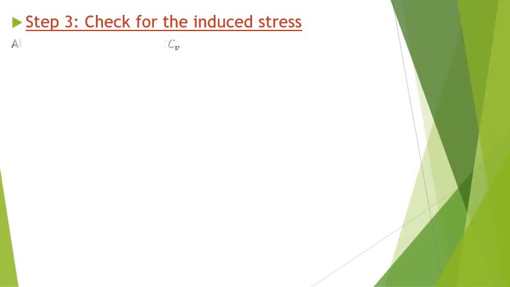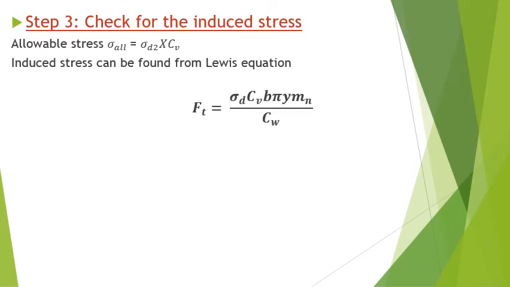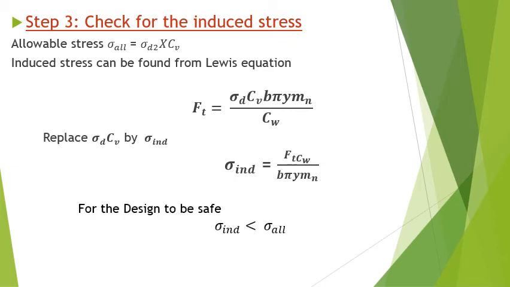Next we need to check for the stress. It is the same step as we have done in the case of spur gears. The allowable stress we need to find out. We need to multiply the static stress we have by the velocity factor. Induced stress can be found from the Lewis equation. We need to replace sigma d into Cv by sigma induced, so that we can find out the induced stress, and we can check whether the design is safe or not. If the induced stress is less than the allowable stress, the design is safe.